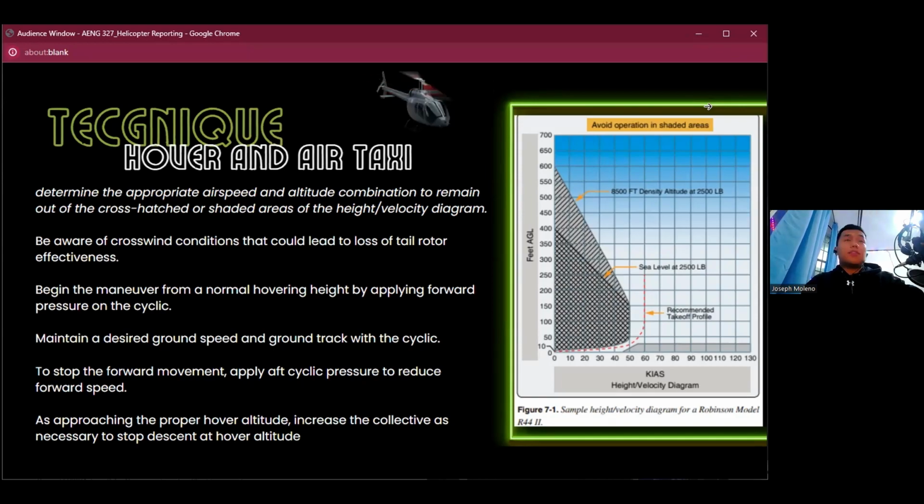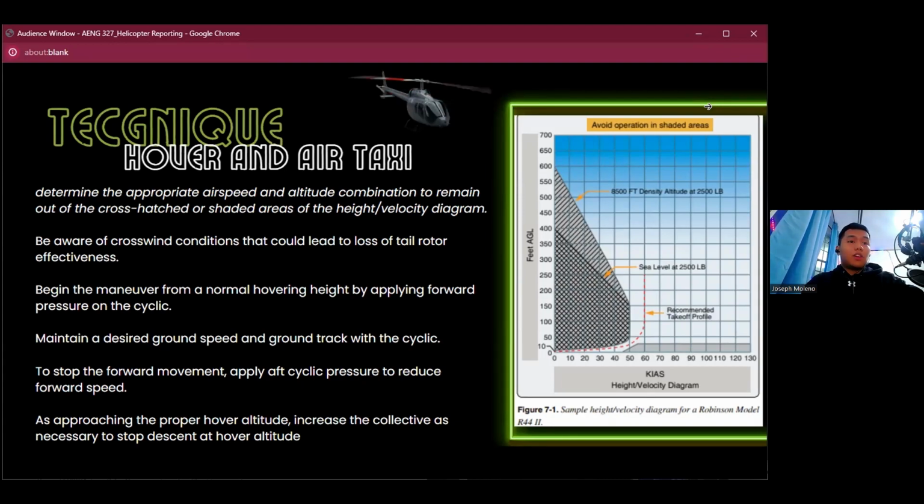So what is the height velocity diagram? This diagram shows the combinations of airspeed and height above the ground which allow an average pilot to successfully complete a landing after an engine failure. By carefully studying the height velocity diagram, a pilot is able to avoid the combinations of altitude and airspeed that may not allow sufficient time or altitude to enter a stabilized autorotative descent.